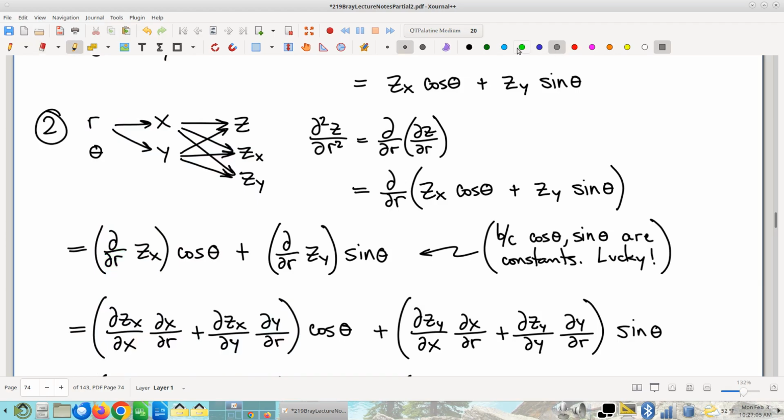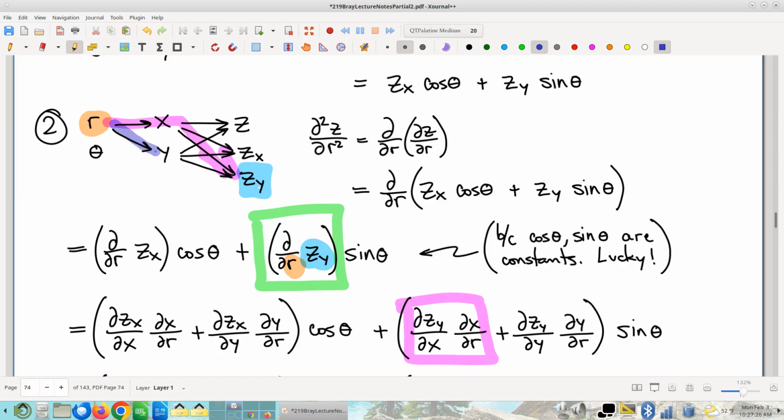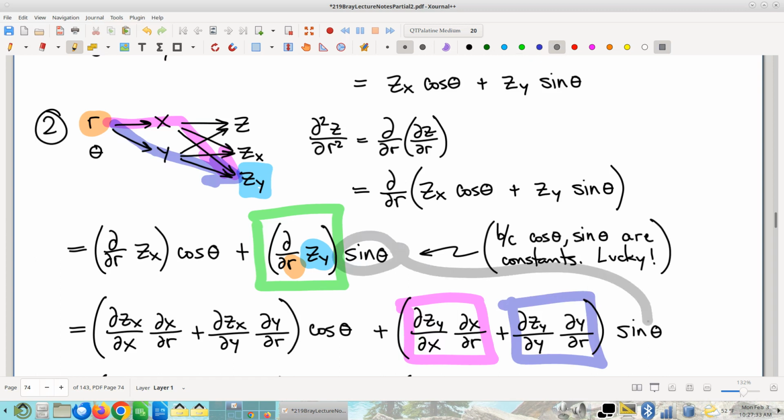How am I going to understand the partial of zy with respect to r? Okay, well, zy, function of x and y, there it is. Partial with respect to r, there it is. And again, a path gives me a term. Other path gives me my other term. And, as before, multiplicative constants come along for the ride. Everybody on board?